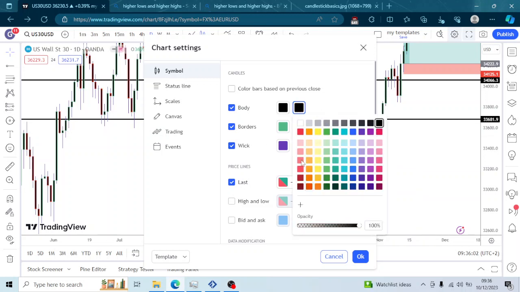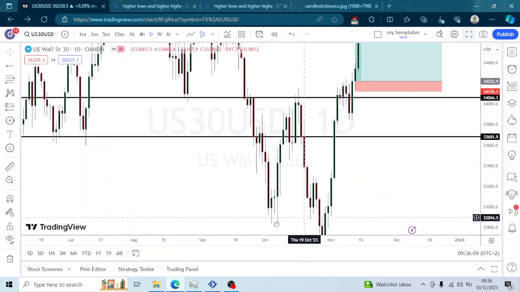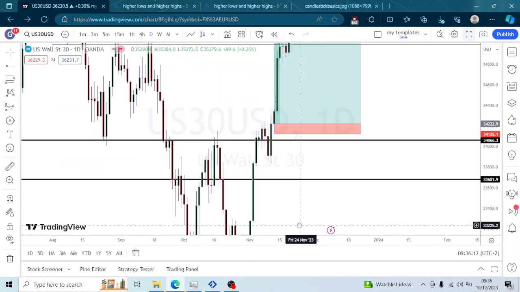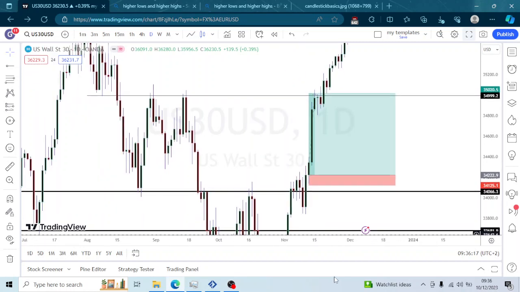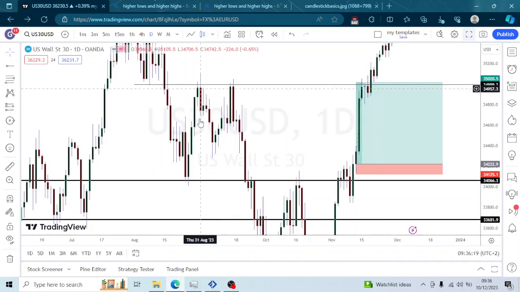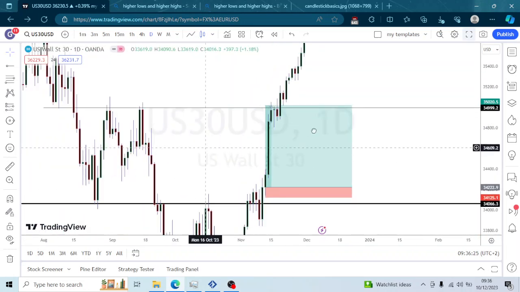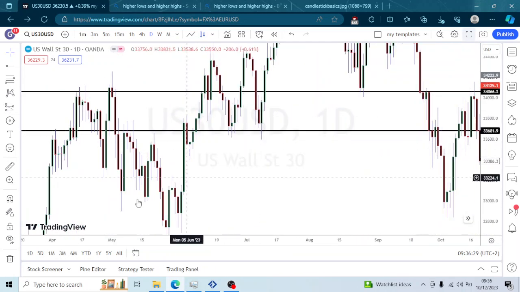I don't like it when it has colors. I like to see only the bodies and the tails, because I already know the direction based on the distribution and the accumulation. I already know the direction of the candles. Also, looking at the structure of the market, I already know that this one was a sell candle. I already know. But anyway, that's it for this one.